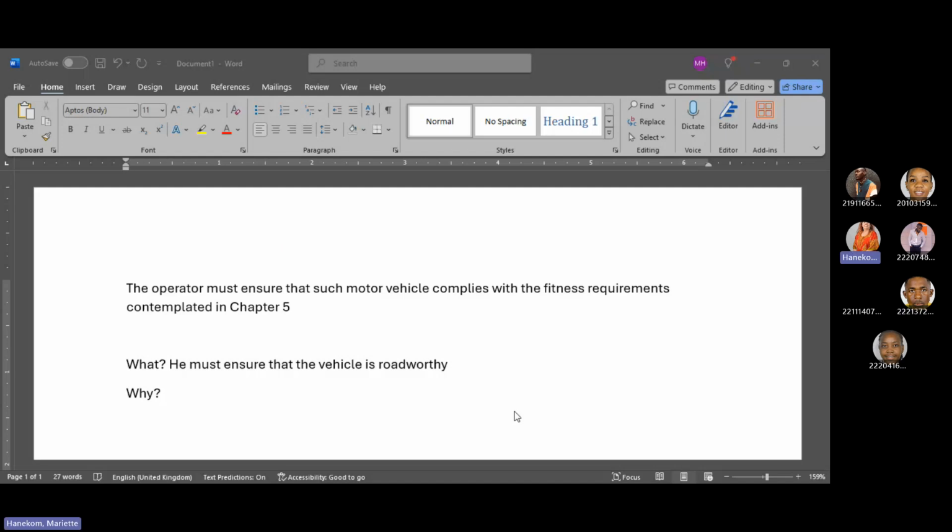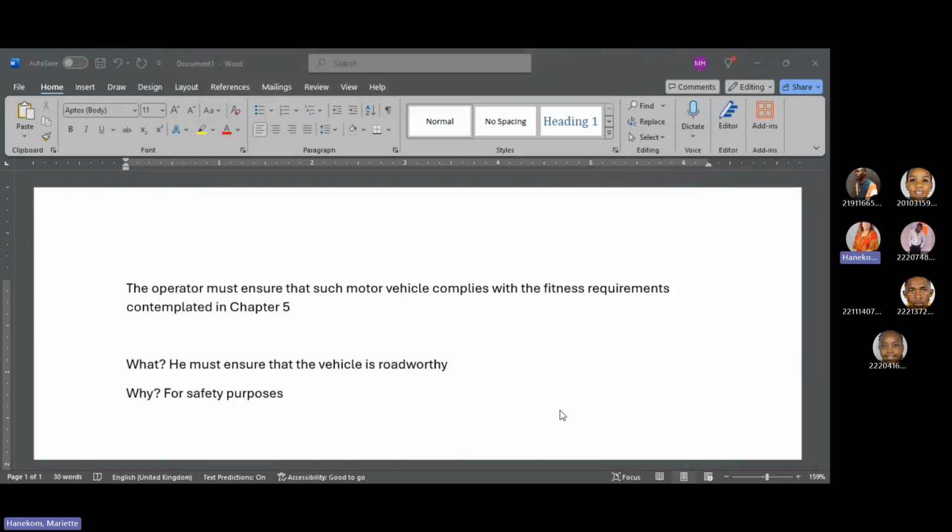Why does the operator have this duty? It's for the safety purpose. 100%, Mr. Matileni, 100%. So the why bit is for safety purposes. As easy as that, as absolutely easy as that.